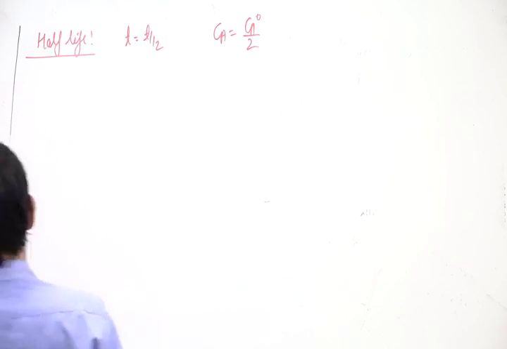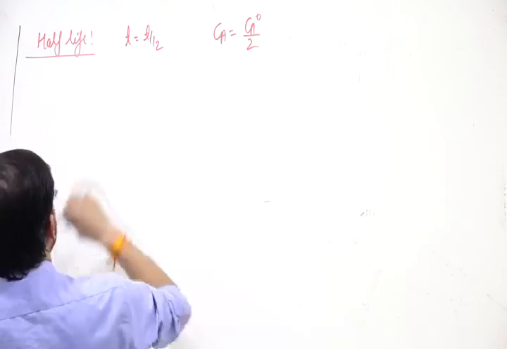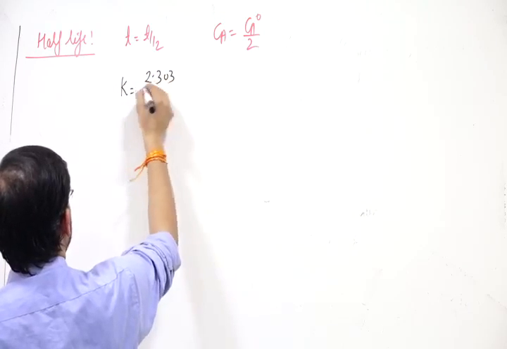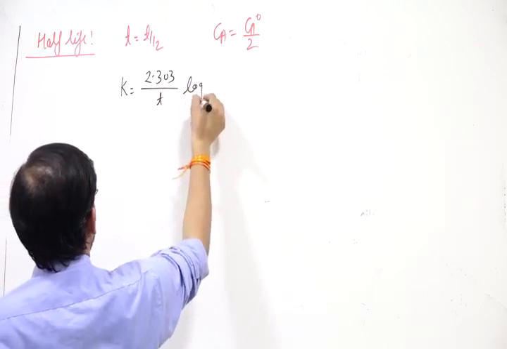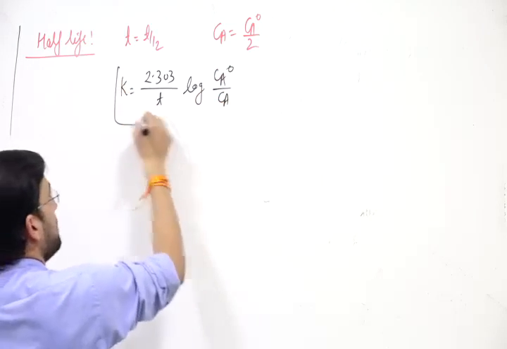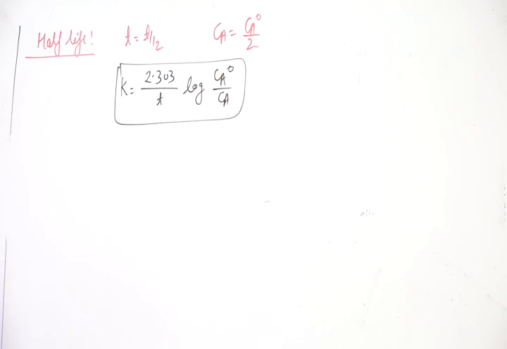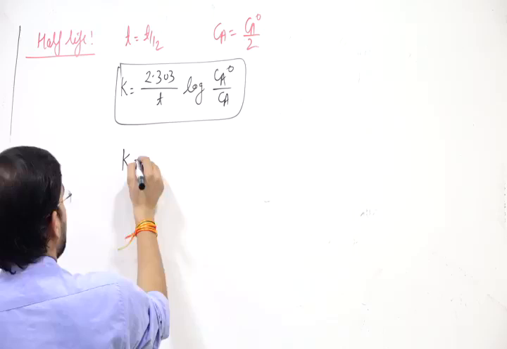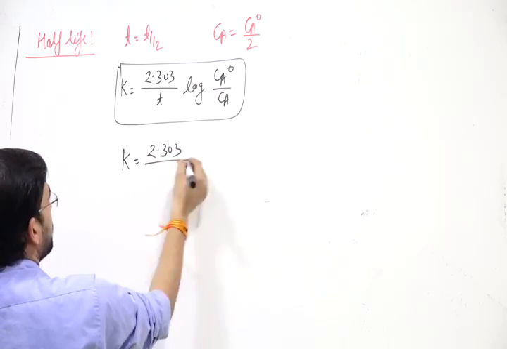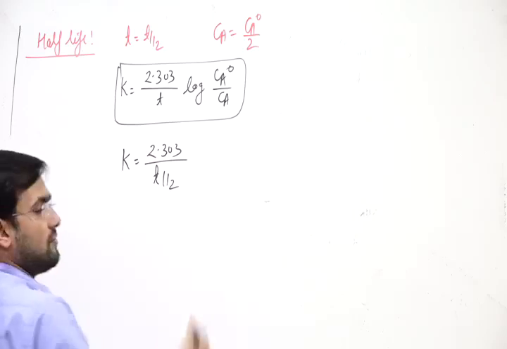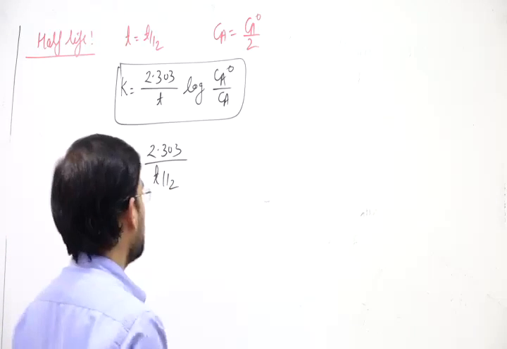I take this equation. What is the equation? K equals 2.303 by t log of Ca naught by Ca. This you have to memorize. If you memorize this, in the exam you will be able to get the answer very fast. So in K equals 2.303 by t, t becomes t1 by 2, which I want to find out. I want to find out how much time is required.